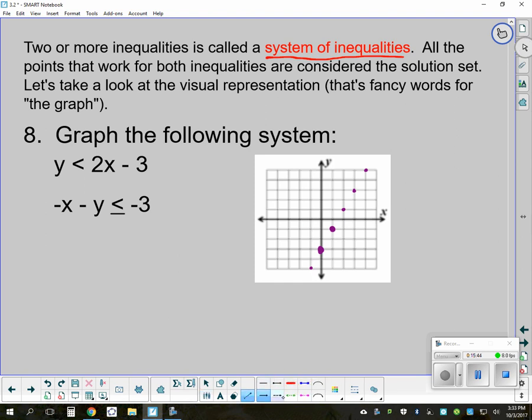If you said dashed, you are correct. Because it does not have the equal to symbol, we use a dashed line. Okay? Then you need to think about your shading. To figure out where to shade, use a test point.